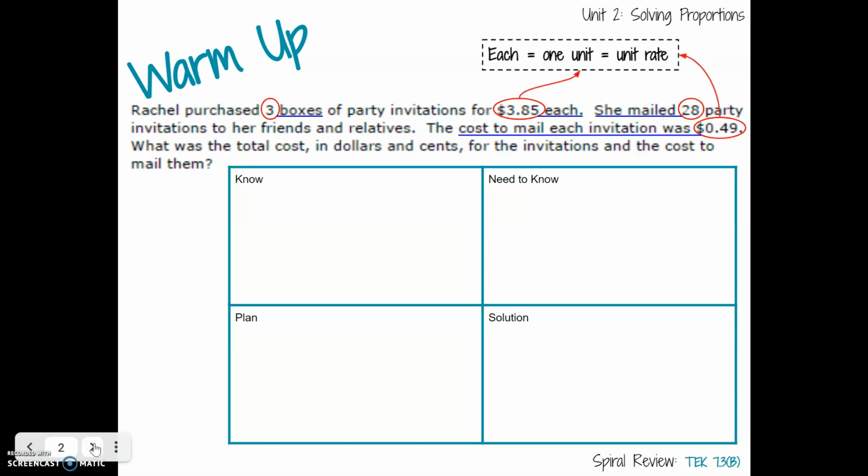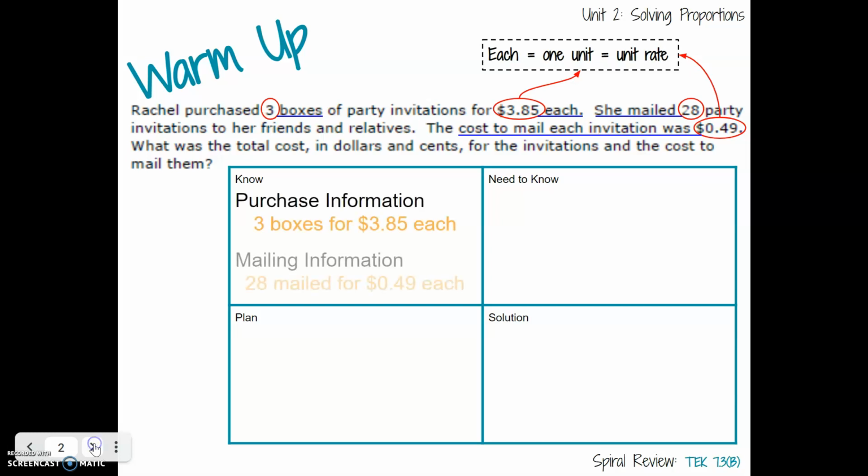So the one thing we have here is the word each. Each equals 1 unit. And that means we have a unit rate, and we have 2 of them. $3.85 is a unit rate for how much one box of invitations is. And 49 cents is a unit rate for the cost of 1 invitation mailed. And that's good because once we realize we have a unit rate, we know exactly what we need to do.